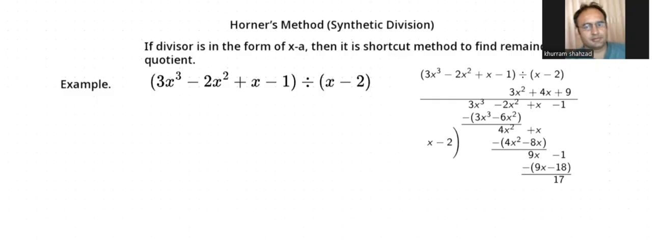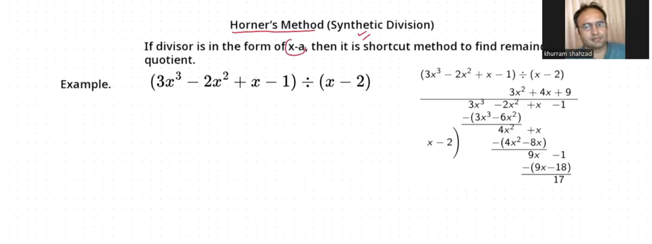Hi. In this video, I'm going to explain Horner's method, or its other name is synthetic division. What is this Horner's method? Horner's method is actually the shortcut method to find the remainder and quotient when some polynomial f of x is divided by x minus a.